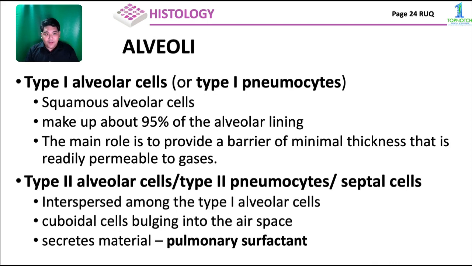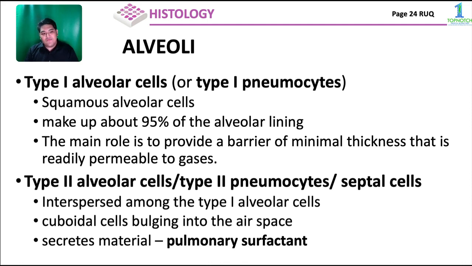Now, alveoli, important, we have two types. Your type 1 alveolar cells or your type 1 pneumocytes. They are squamous alveolar cells, and they make up about 95% of the alveolar lining. Main role is to provide a barrier of minimal thickness that is readily permeable to gas.